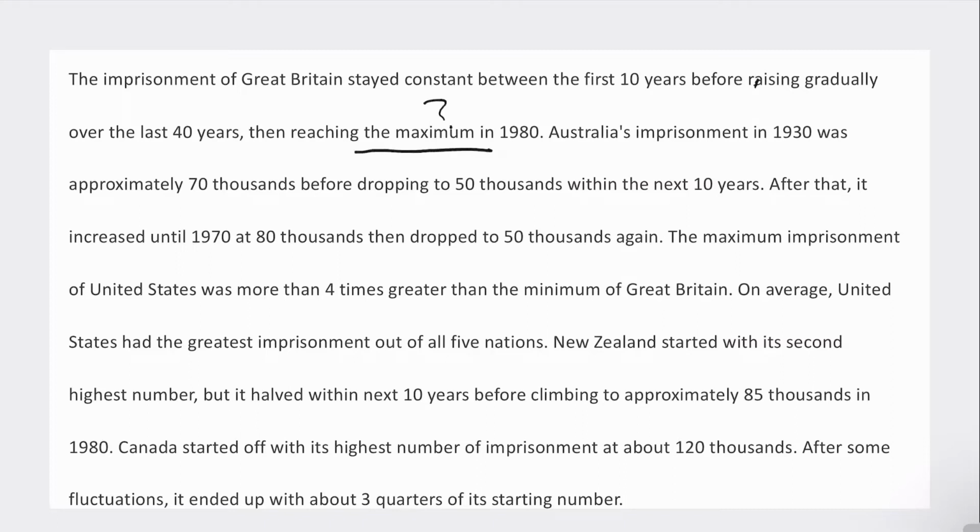Australia's imprisonment in 1930 was approximately 70,000, dropping to 50,000 in the next 10 years. After that, it increased until 1970 at 80,000, then dropped to 50,000 again. So again, you're talking about a fluctuation, are you? So make sure to use the word. You want to describe the trends, okay?